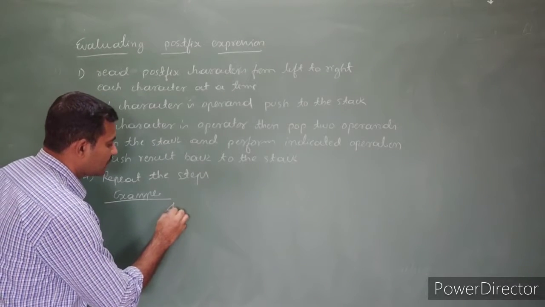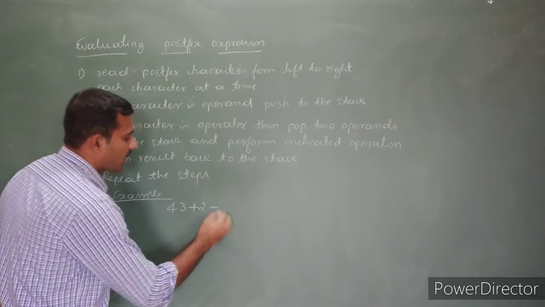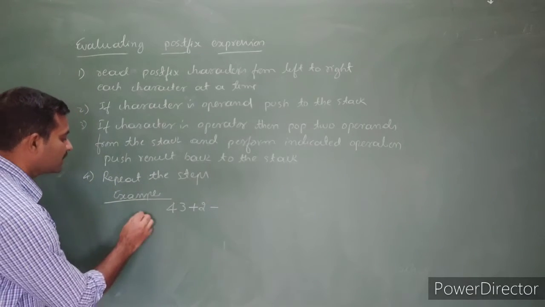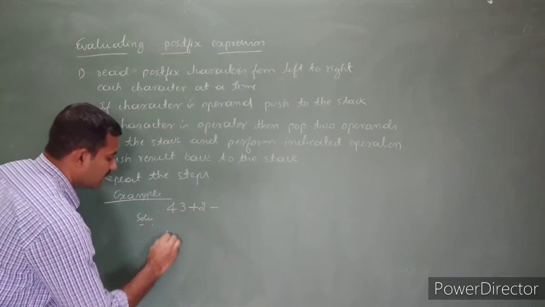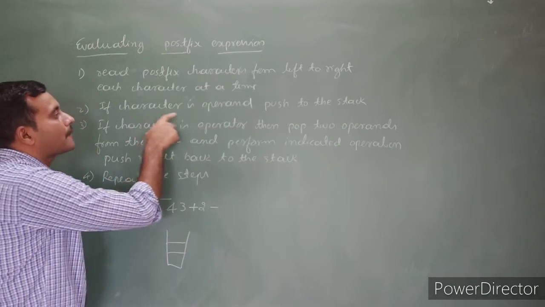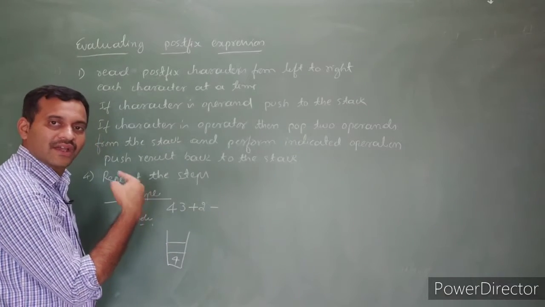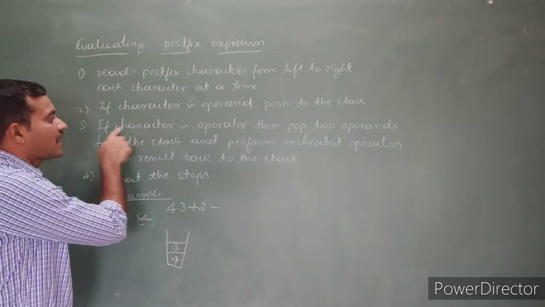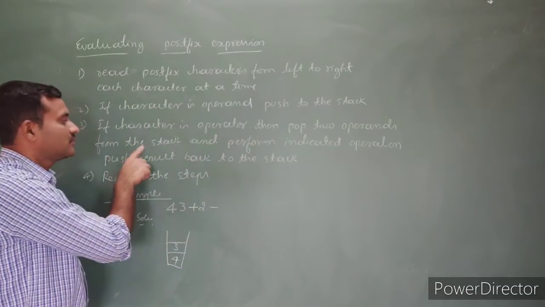So here the expression is 4 3 plus 2 minus. 4 3 plus 2 minus. How to evaluate? See here, we have to read characters from left to right. So there is a stack. First one is 4. If it is an operand, push to the stack. Then read the next one. Next one is 3. It is also an operand, push to the stack. Next one is plus. See here, if the character is an operator, then pop two operands from the stack.